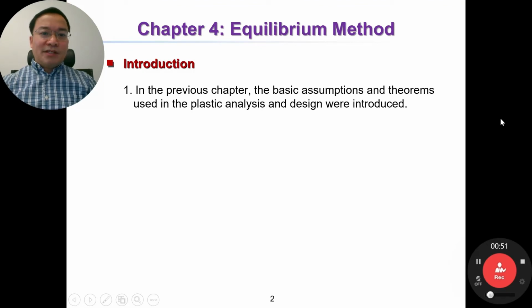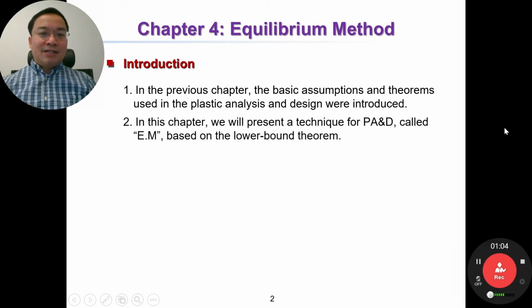In the previous chapter, the basic assumptions and theorems used in plastic analysis and design were already introduced. In this chapter, we will present a technique for plastic analysis and design. It is the equilibrium method, or EM. It's based on the lower bound theorem.